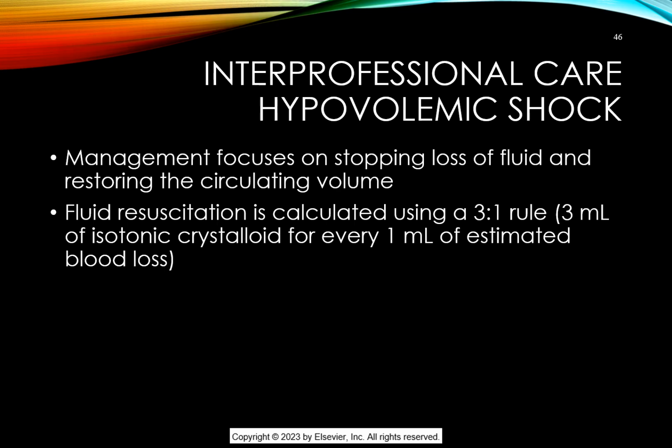All right, interprofessional care for the hypovolemic shock. You're going to focus on stopping the fluid loss and then restoring the volume. So as we think about calculating our fluid resuscitation, we use a 3-to-1 rule, 3 mils of an isotonic crystalloid for every 1 mil of estimated blood loss. So I don't think you will need to calculate that for a test, but just know that it's a 3-to-1 rule and know that we're focused on our isotonic crystalloids.